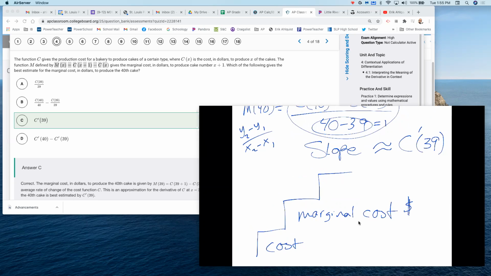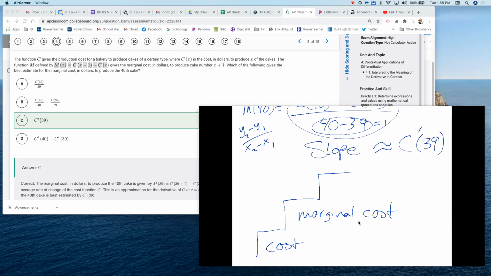It's the rate of change of the cost. So I don't know if I could put a unit on it, but if cost is in dollars, it might be in dollars per shirt or something like that. It's the cost to produce one more thing.